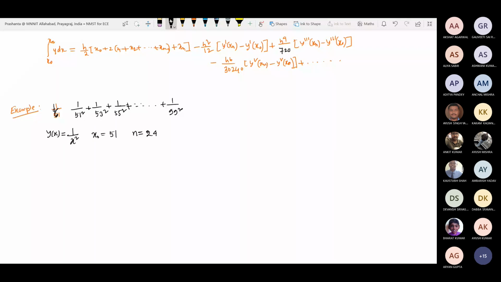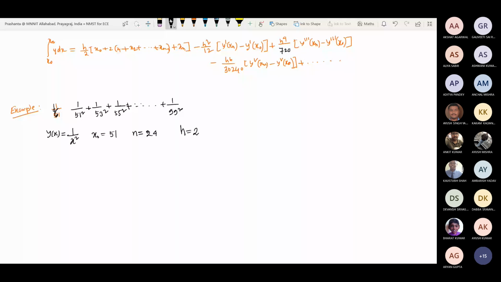And what is the spacing between two consecutive x values? What is h here? 2. Okay, so these are the results you know. Now you have to apply the formula.